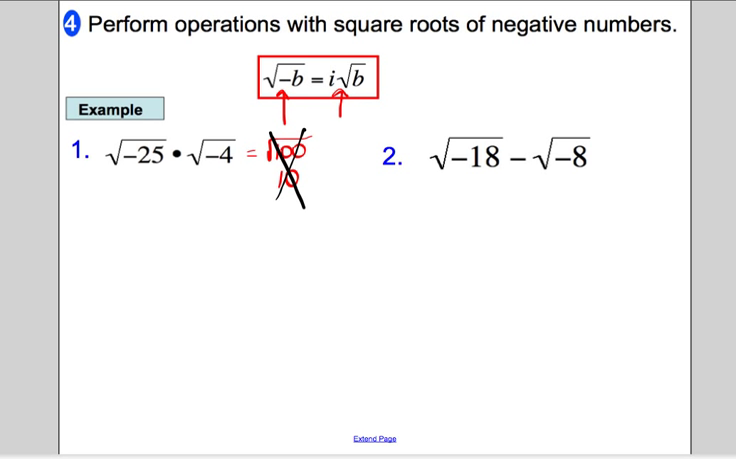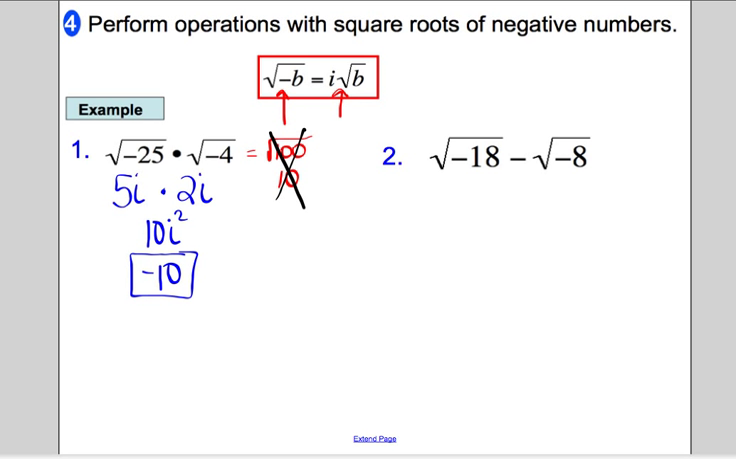So we're going to have the square root of negative 25. Well, we know the square root of 25 is 5. So this is actually just going to be 5i. Now, the square root of negative 4 is 2i, because the square root of 4 is 2, and we pull the i out. When I multiply those together, I get 10i squared, and since i squared is negative 1, we actually end up with negative 10. So you can see the difference there. Had I done it the way I showed you in red, I lost a negative sign.